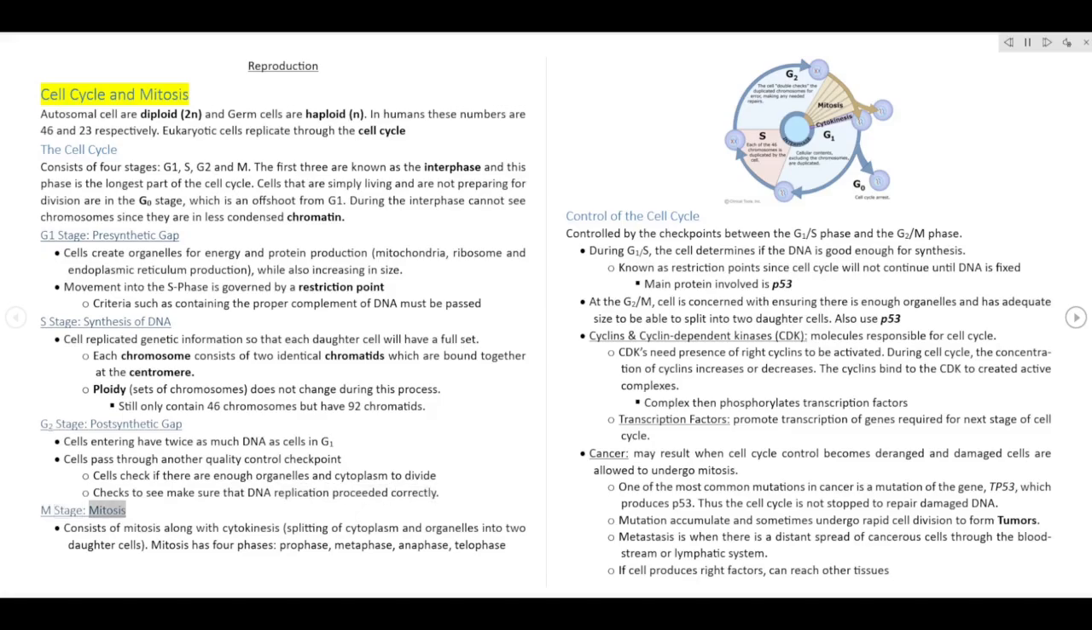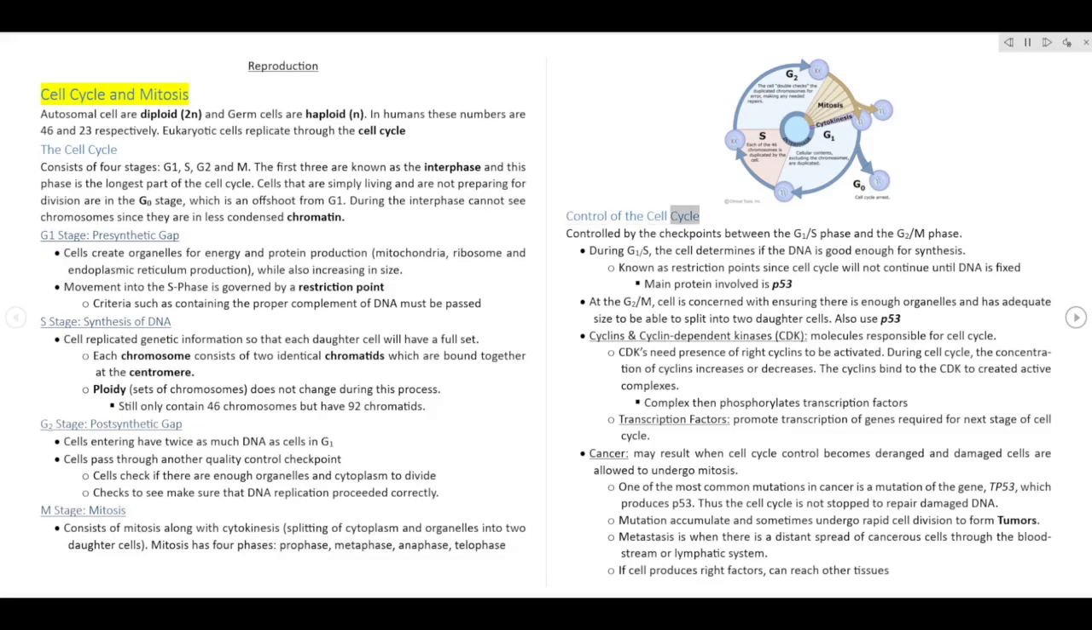M stage, mitosis. It consists of mitosis along with cytokinesis, the splitting of cytoplasm and organelles into 2 daughter cells. Mitosis has 4 phases: prophase, metaphase, anaphase, and telophase.